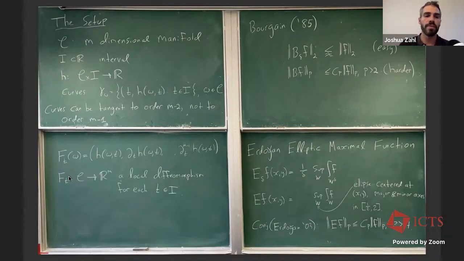So if you fix some point t, or some time t, in your interval, then for each curve omega, you can ask where this curve is at time t. So what is h of omega t? And also what is the slope of this curve? That's the derivative with respect to t of h of omega t. And you could ask what is the 2nd derivative, the 3rd derivative, and so on, all the way up to the m minus 1st derivative.